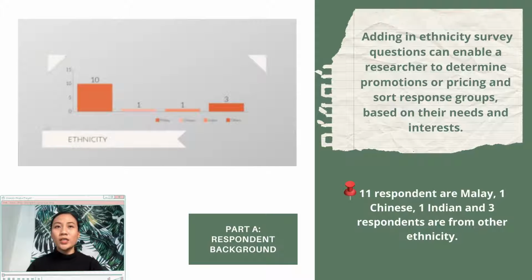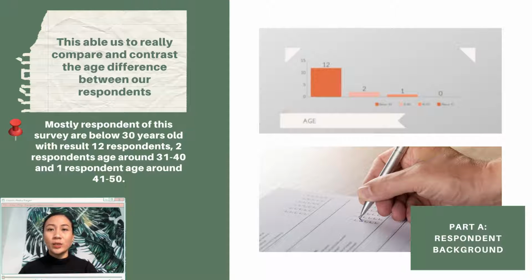The second question is about respondent ethnicity. From the questionnaire, 11 respondents are Malay, 1 Chinese, 1 Indian, and 3 respondents are from other ethnicity. Adding an ethnicity survey question can enable a researcher to determine promotions or pricing and sort respondent groups based on their needs and interests. Finally, the third question in this part is age.